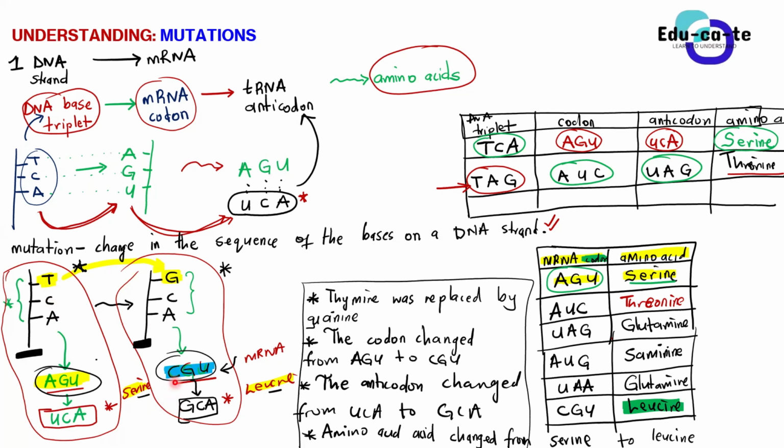And then you go to your table. Your table is giving you the codon and the amino acid, so you look for the codon that is coding for a particular amino acid. At first, we were supposed to code for serine, but now we are coding for leucine. So we have a change in the amino acid, meaning that a different protein will be formed, because remember, amino acids are the building blocks of proteins.